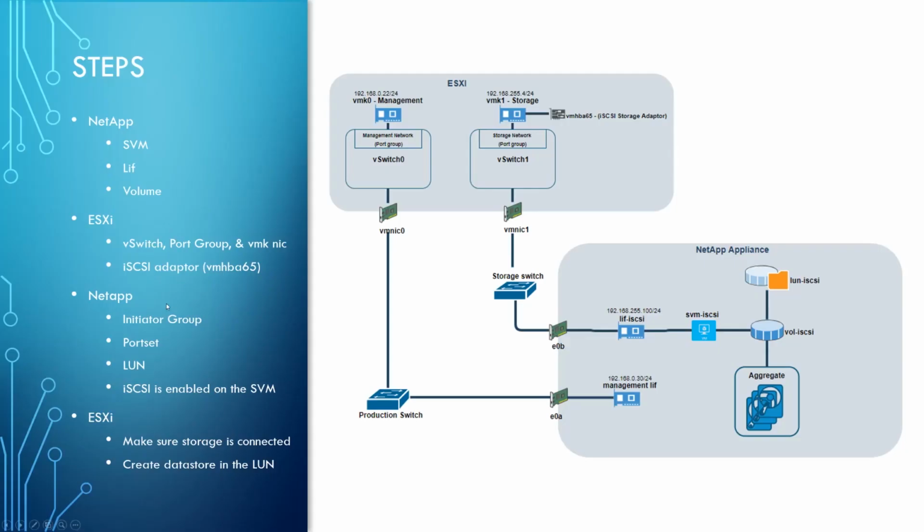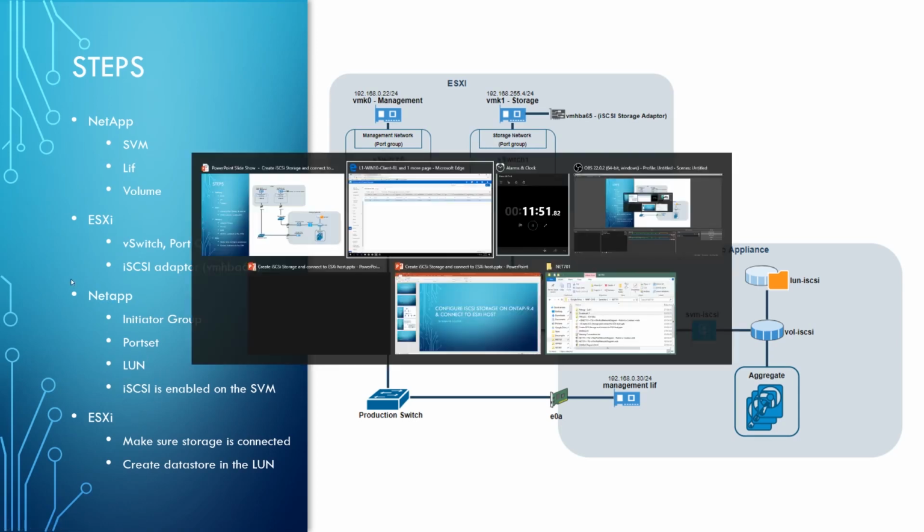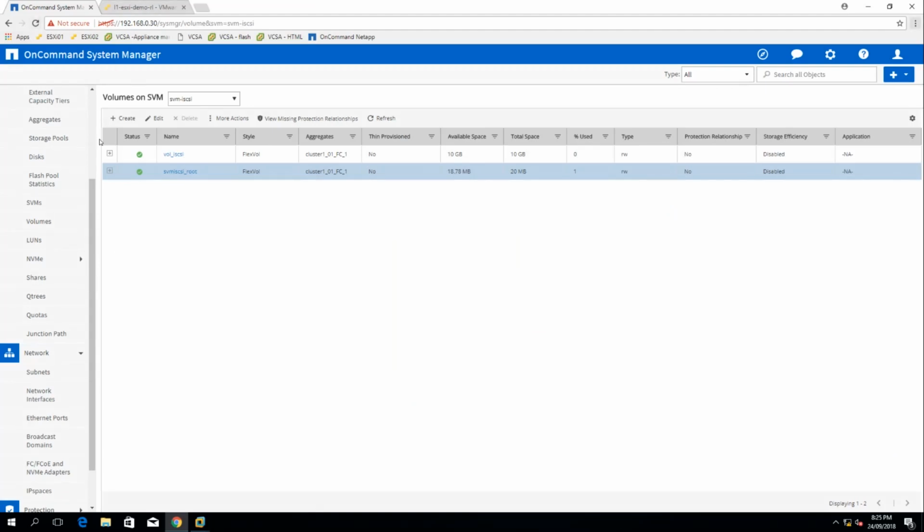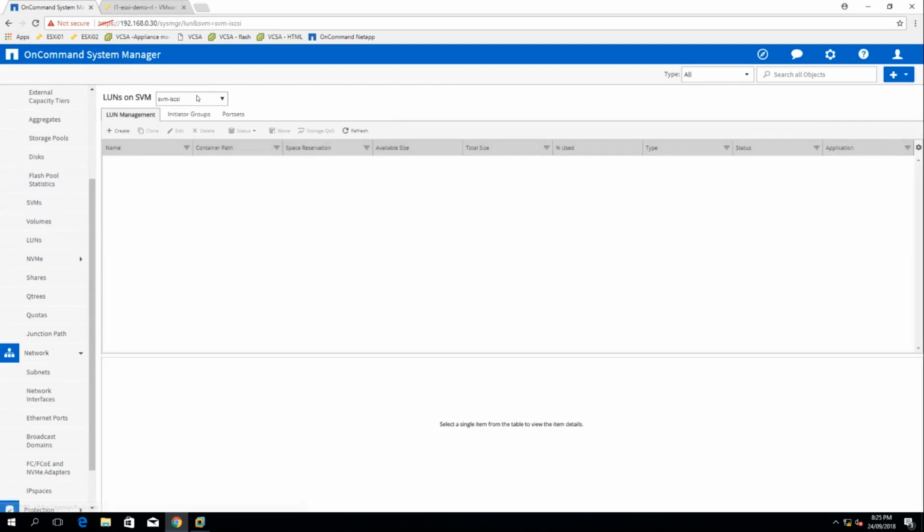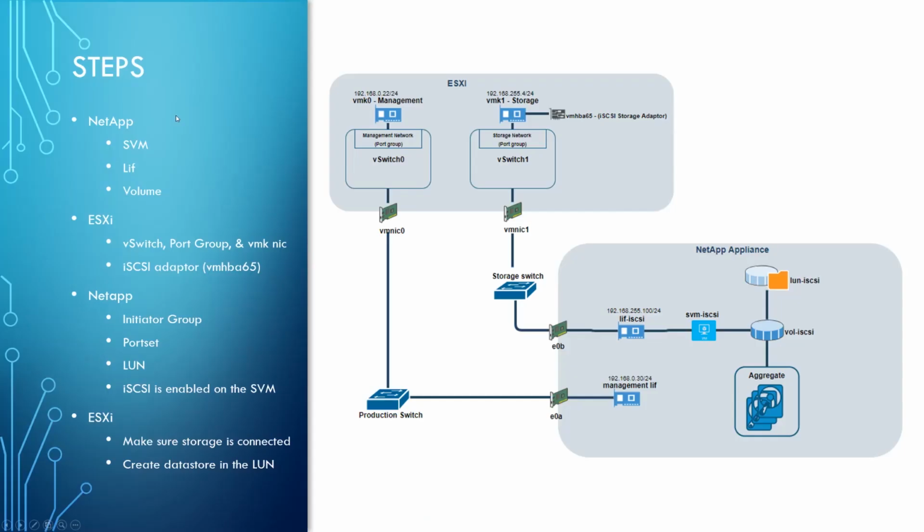the next step. So we just set up the vSwitch port group and the VM kernel NIC, and we set up the iSCSI adapter. So now we're going to set up an initiator group, a port set, and a LUN on NetApp, and then we'll make sure iSCSI is enabled. So let's go back over here. LUNs. So we're going to make sure, yep, we selected iSCSI, and first off is the initiator group.